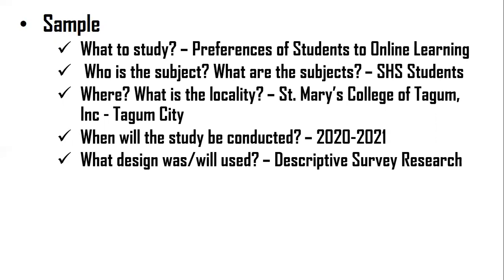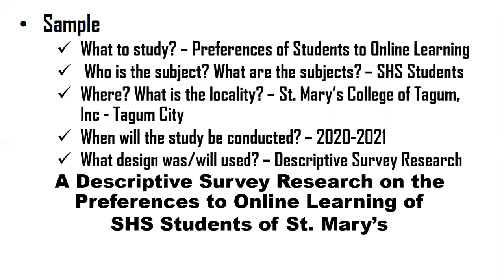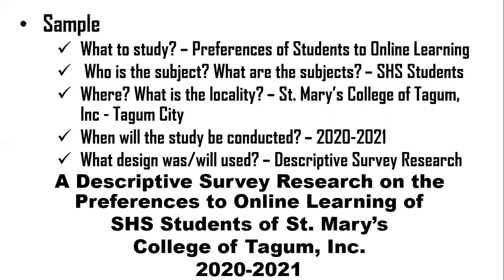So using all this information that we have here, we are going to create our research title: a descriptive survey research on the learning preferences to online learning of senior high school students of St. Mary's College of Tagum Incorporated, 2020-2021. You can actually omit the 2020-2021. So we have a descriptive survey research on the preferences to online learning of senior high school students of St. Mary's College of Tagum Incorporated. Okay, so these are the examples of how to create your research title.